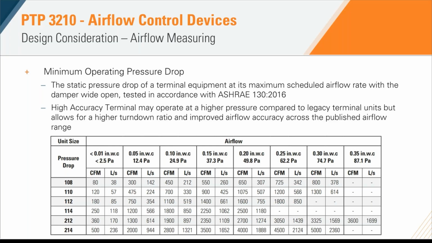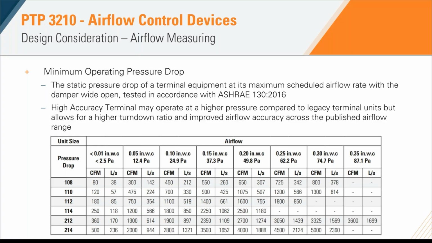Now, comparing legacy terminal units to high accuracy terminal units, you may see high accuracy terminal units will operate at a higher pressure compared to legacy terminal units, but the higher operating pressure does allow for a higher turndown ratio and improved airflow accuracy across the entire published flow range. So again, this minimum operating pressure table does come from a high accuracy terminal unit. For example, you can see for an 8-inch size 108, high accuracy terminal unit, we're getting about the 50% flow of 450 at 0.1 inches of static pressure.